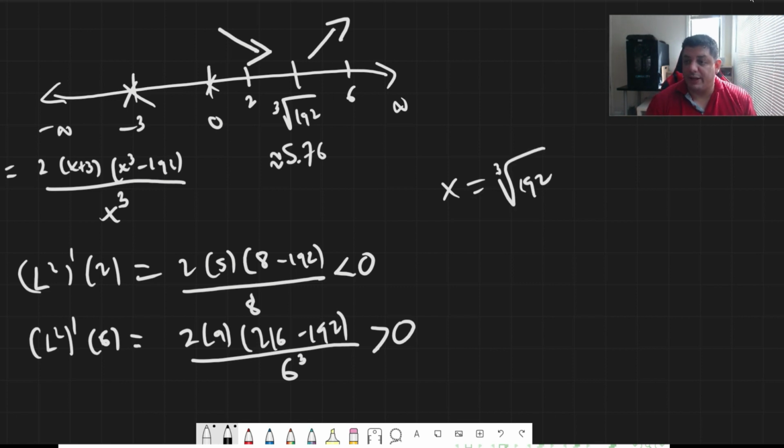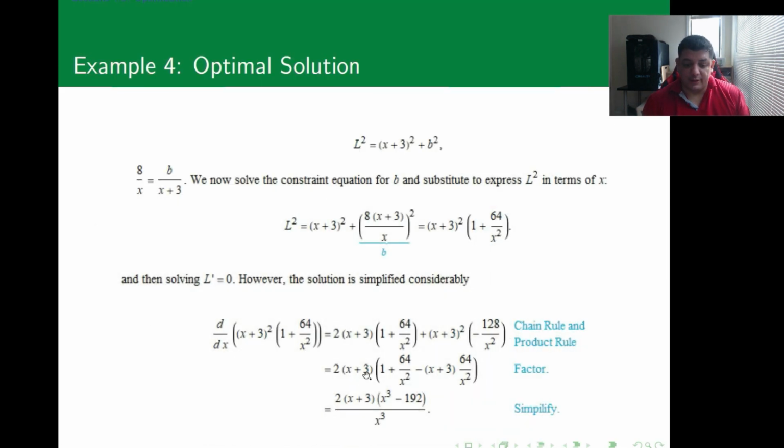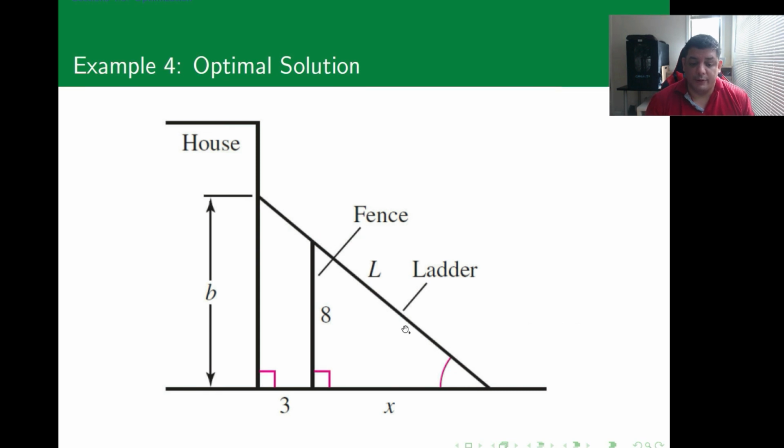And so with that, we can confirm that the cube root of 192 is our minimum for this. And so 5.76 is the minimum value that the ladder needs to have so we can reach the house and still cross the fence.